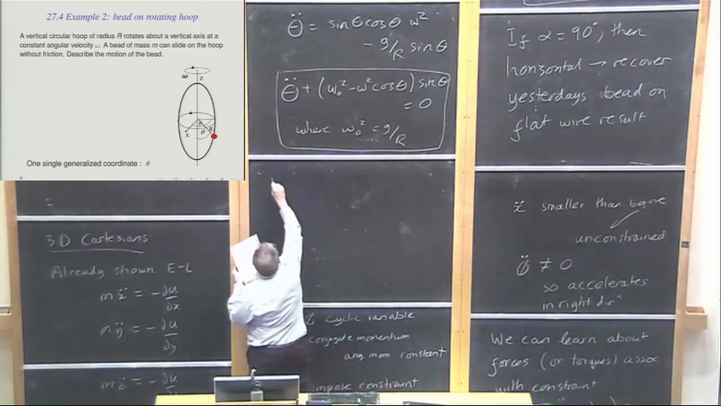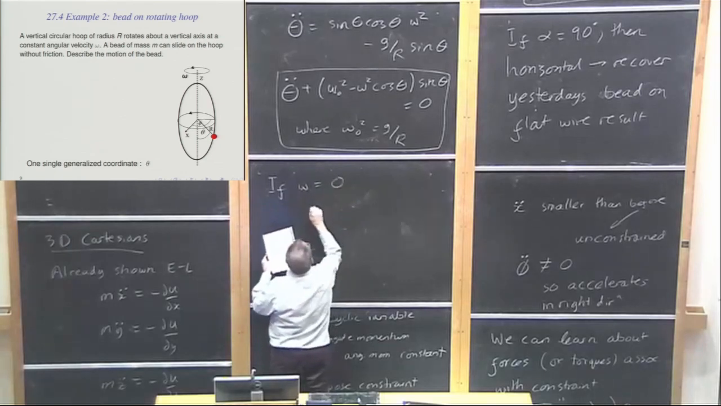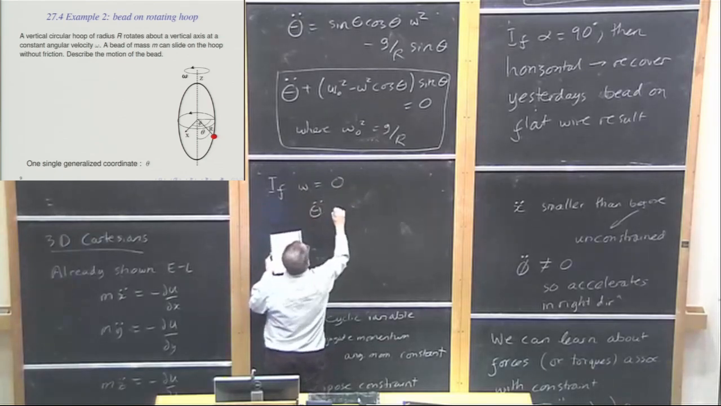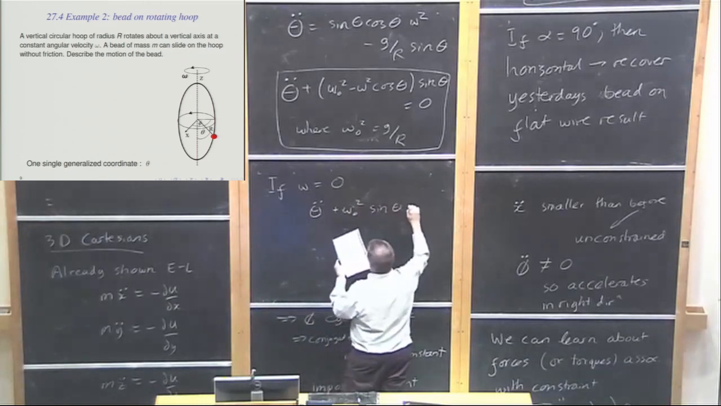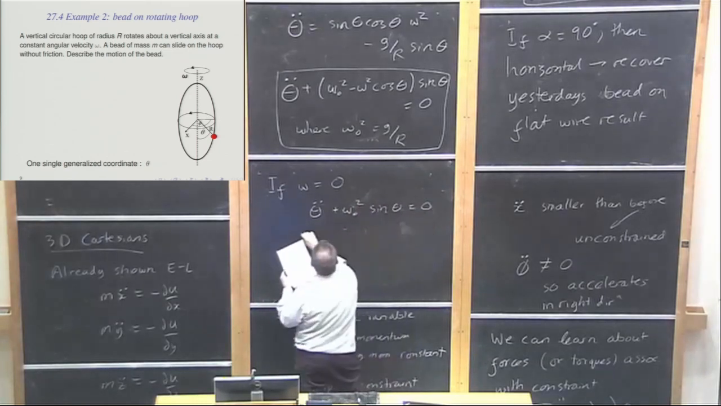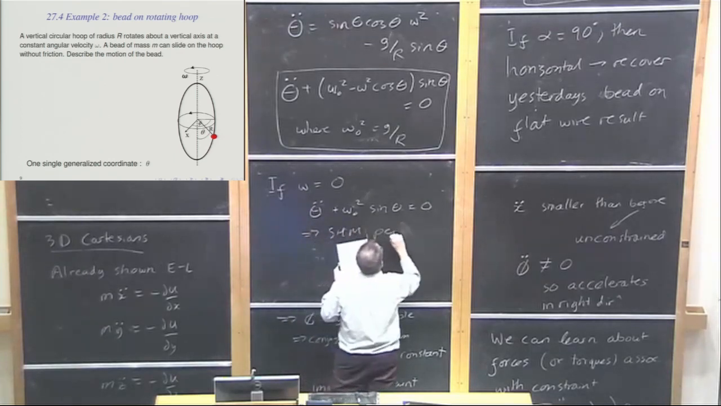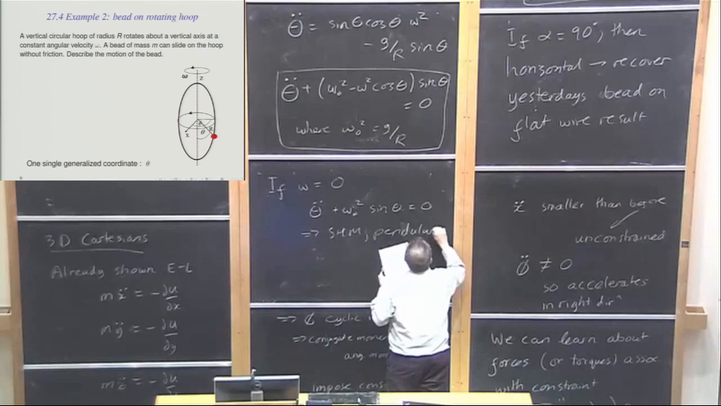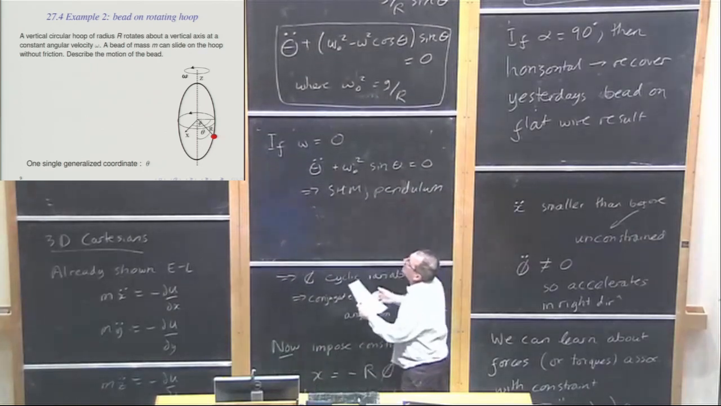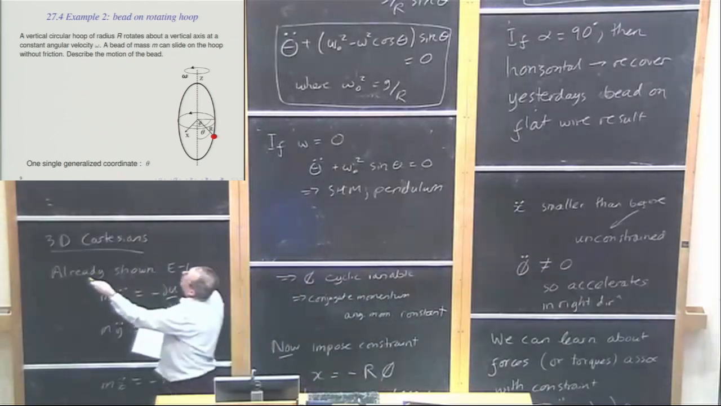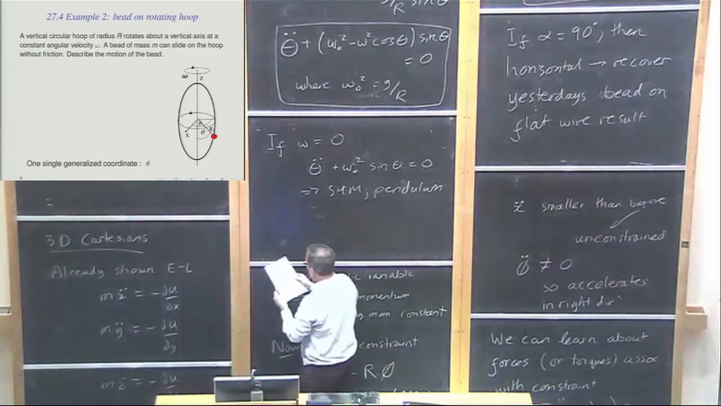So if omega equals 0, then we get theta double dot plus omega naught squared sine theta equals 0. And this is simple harmonic motion. It's just a pendulum, okay? And this makes sense, right? Because if you didn't spin the hoop, you could just imagine this ball serenely rocking backwards and forwards.